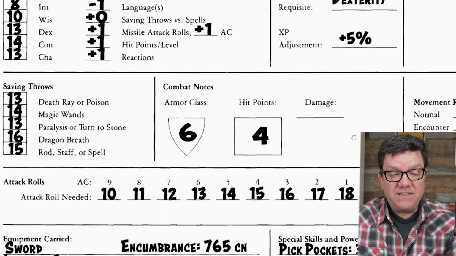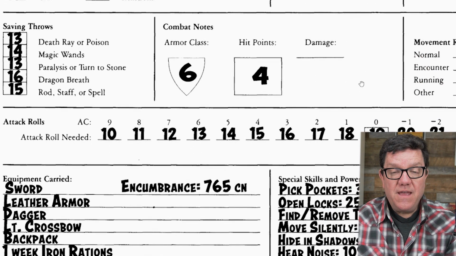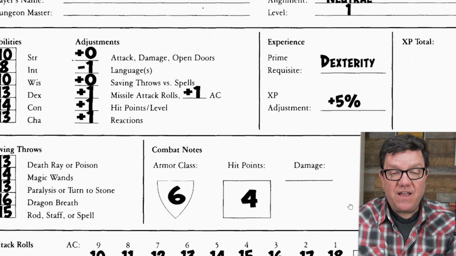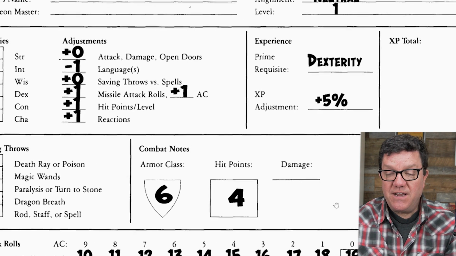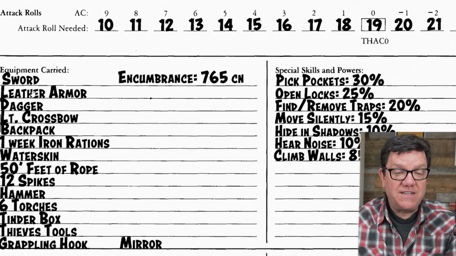He's got armor class 6. Why? Because he's got leather armor, which is a 7, but he's got that dex bonus. I rolled a 3, so he has 4 hit points, which was nice. The movement has gone down. Why? Because I have all this stuff.